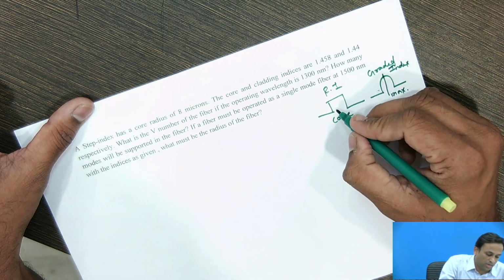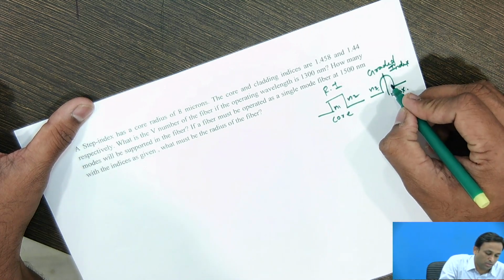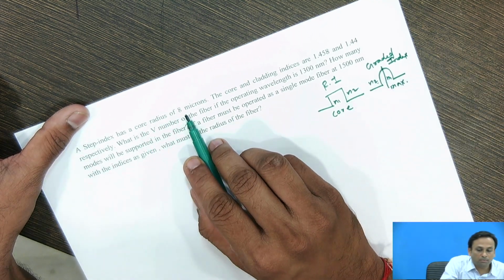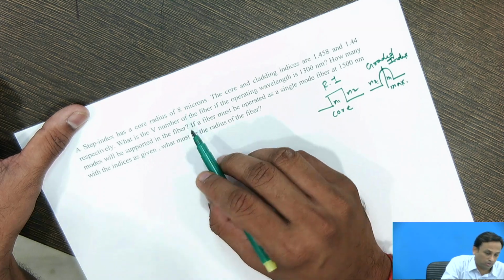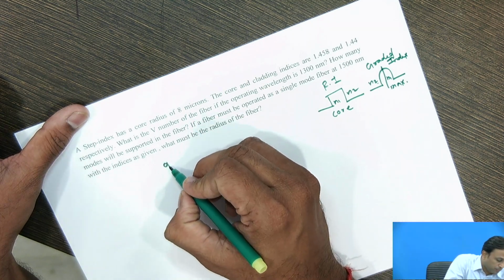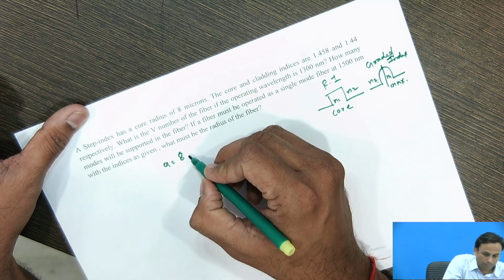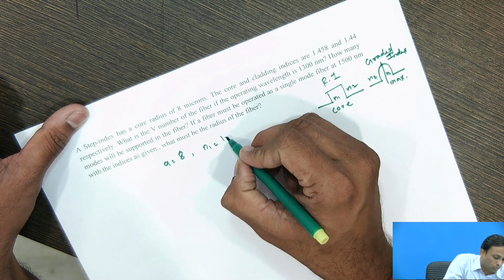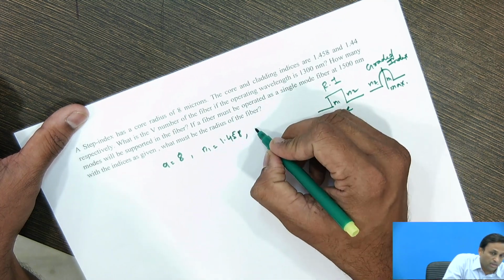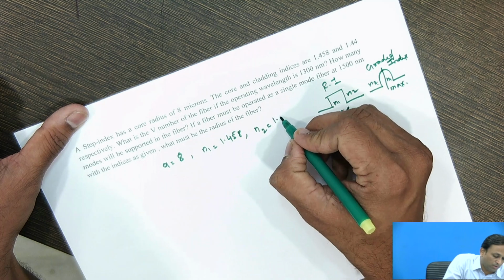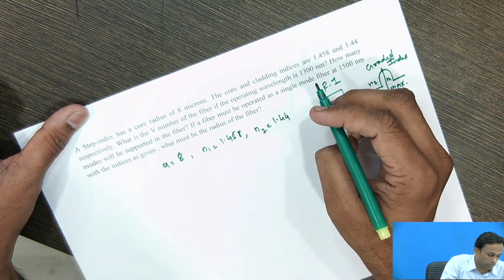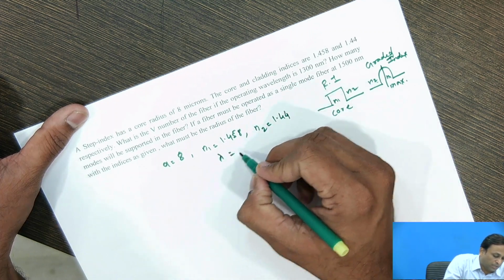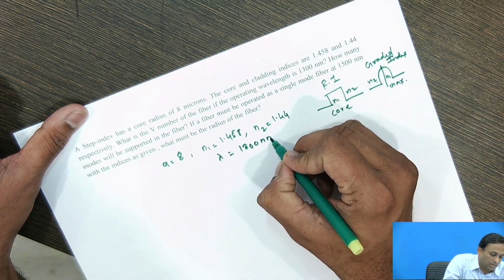Okay, so it will be N1 and N2. This is N2 and this will be N1 here. Here the core radius is 8 micron, that is nothing but A, which is 8 micron. The core and cladding indices are N1 equals 1.458 and N2 equals 1.44 respectively. What is the V number of the fiber operating at a wavelength of 1300 nanometers?